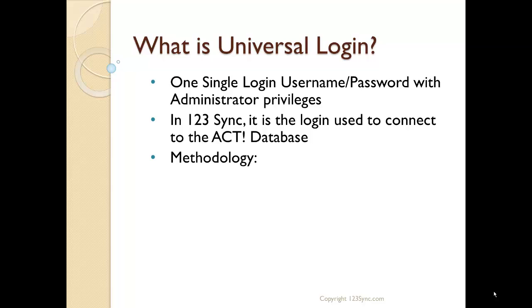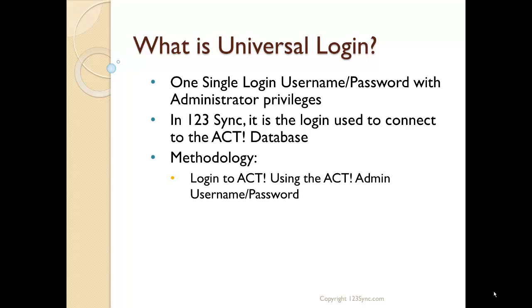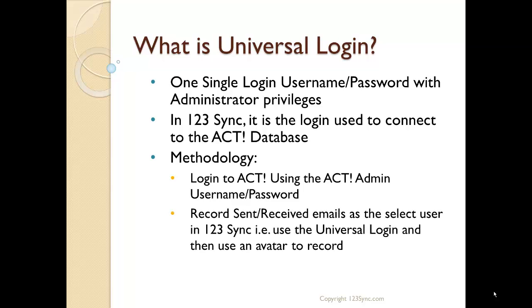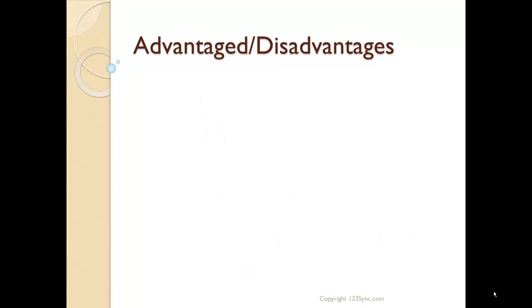So what is the methodology that we use here? We log into ACT as that particular admin user, and then we record the sent and received emails as a selected user in 123 Sync. This capability is only available on 123 Sync version 16.6. So if you're running anything before, even though it's 123 Sync version 16, this will not work. We only introduced this in this version.